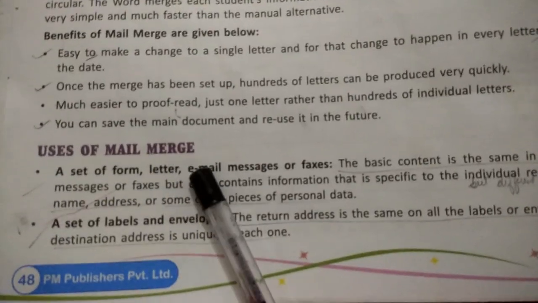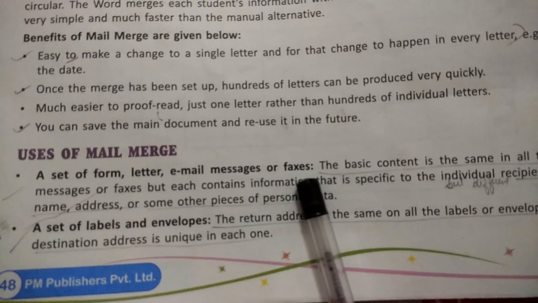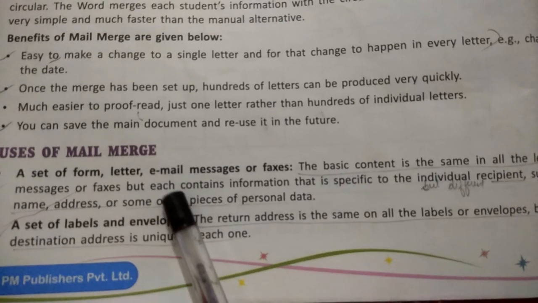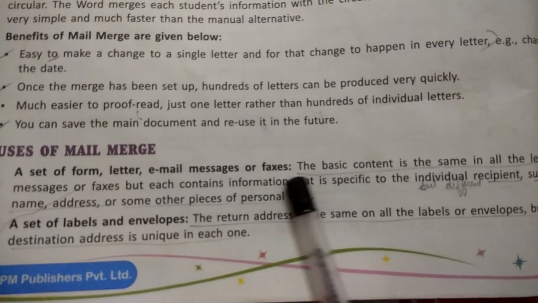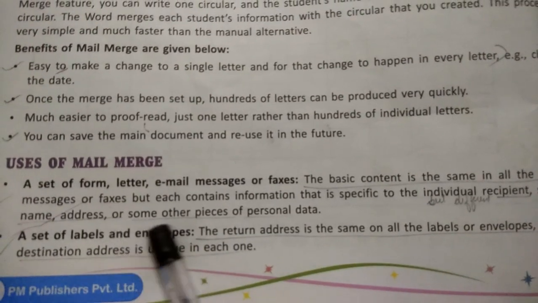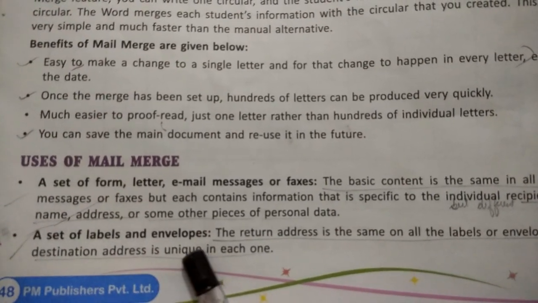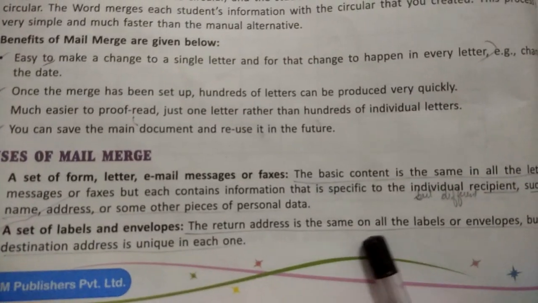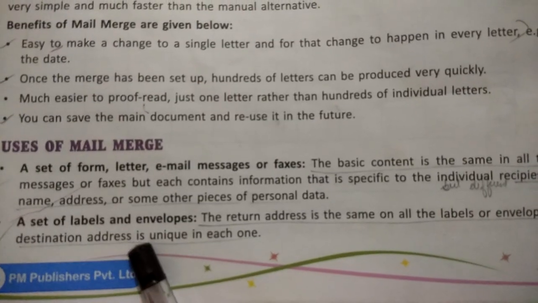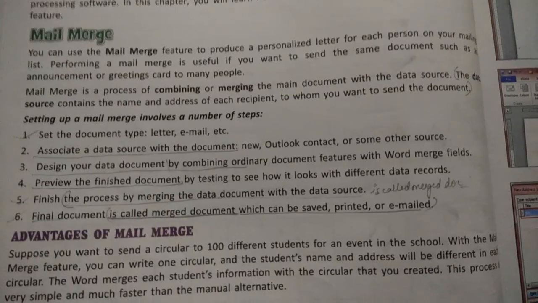Now next is uses of mail merge. A set of form letters, email messages or faxes. The basic content is the same in all the letters, messages or faxes, but each contains information that is specific to the individual recipient, such as name, address or some other piece of personal data. Second, a set of labels and envelopes. The return address is the same on all the labels or envelopes, but the destination address is unique in each one.